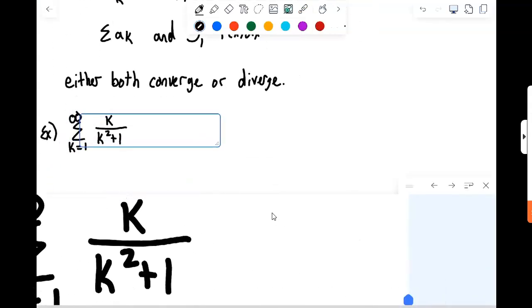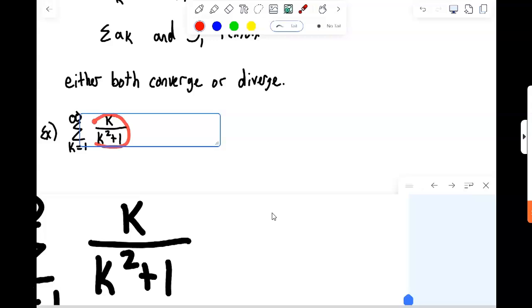So first things first, if you were checking this with the divergence test, it would be inconclusive, right? Since it's k over k squared plus 1, as we go to infinity, this would be the same as k over k squared, which would be 1 over k, which would go to 0, so the divergence test is inconclusive.